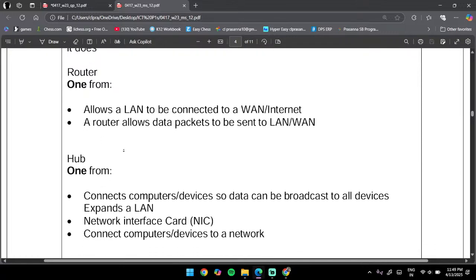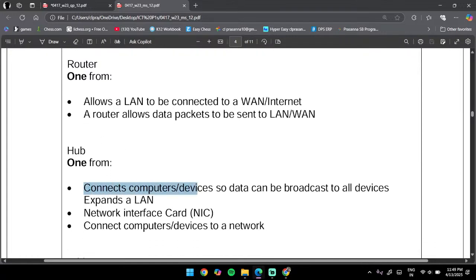Hub, okay, I didn't talk about hub, but yes. Hub connects devices so that data can be broadcast to all. Now, the keyword here should be all because that's what differentiates a hub from a switch. To all the devices, or to all the devices on a LAN. It uses a network interface card and connects devices to a network.